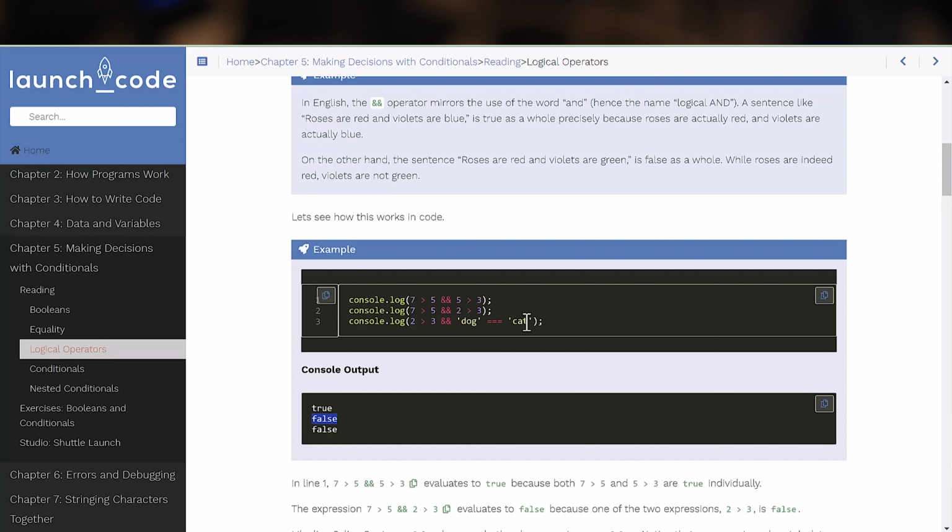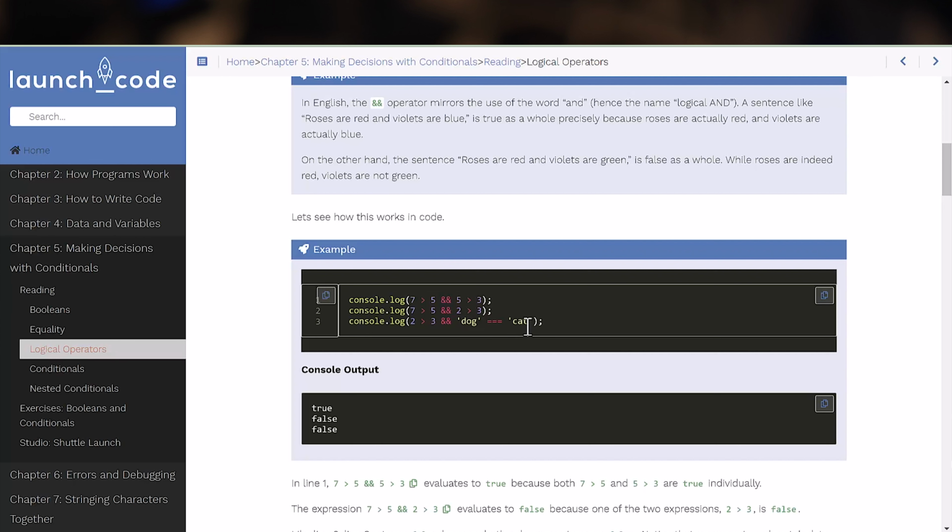7 is greater than 5. Well, we know that's true. And 5 is greater than 3. That's true. 7 is greater than 5, that's true. 2 is greater than 3, that's false. They both have to be true. So that's why we get false.